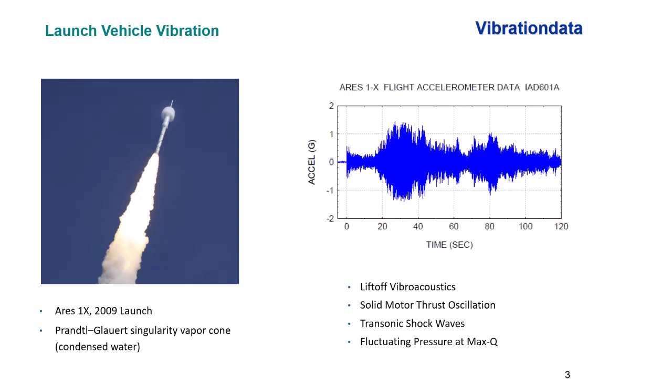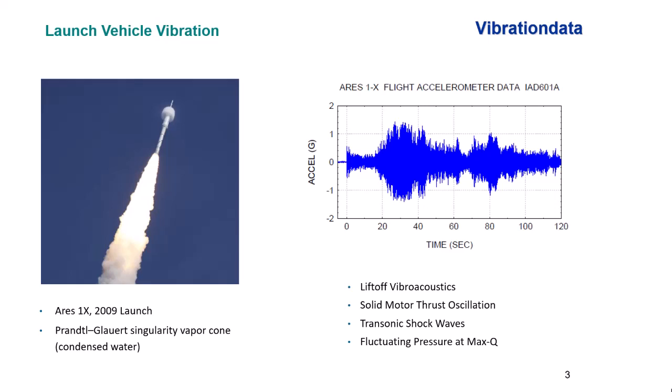So on the left is an Ares 1X launch vehicle, unmanned. It was a NASA launch back in 2009. And at the front, you can see what's called a Prandtl-Glauert singularity vapor cone of condensed water. That's not really of immediate interest in terms of shock and vibration, but it's still pretty interesting what's going on there, and it could have some effect on vibration. And of course, we have the solid rocket first stage burning there, creating a lot of structure-borne vibration.